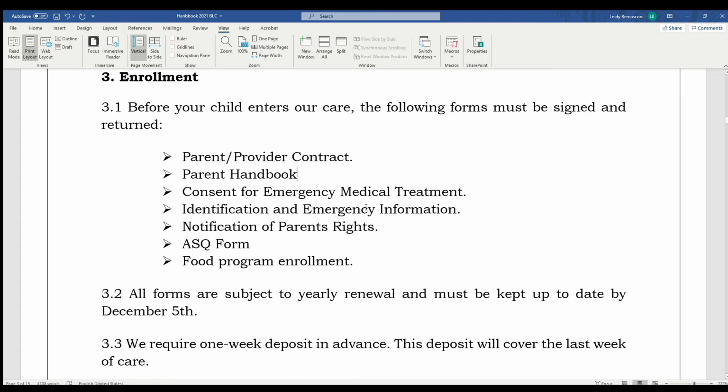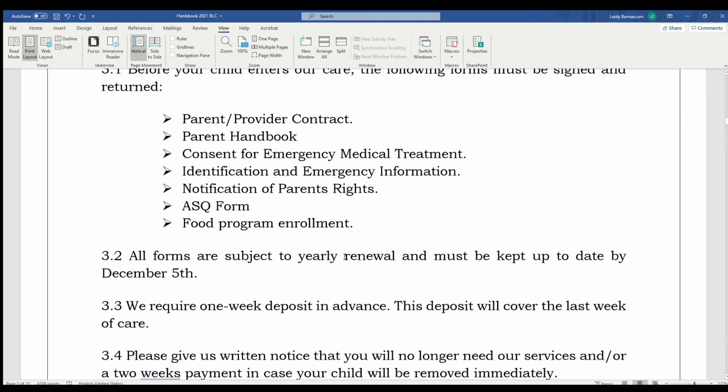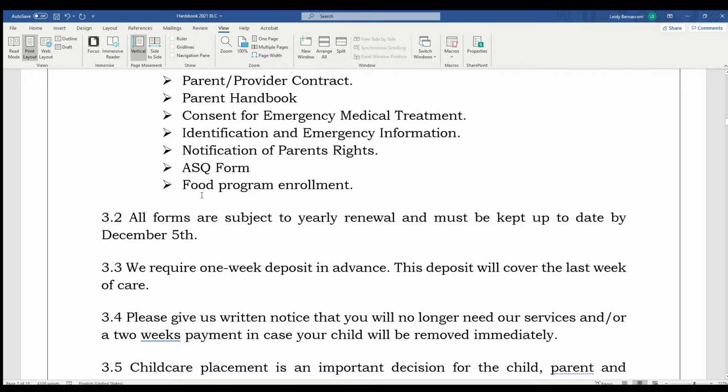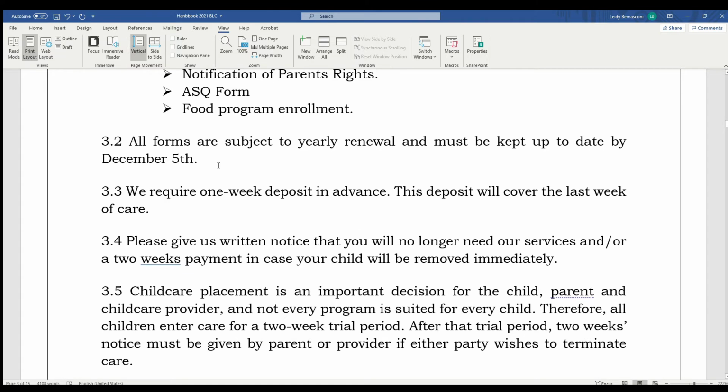Then there are also many LIC forms from licensing, and I always use 4 of them. Same thing with the emergency information and notification of parent rights. I also do an ASAQ form, so that really helps me to learn more about the child. And the last document I have is always the food program enrollment, which is only 1 page for the parent to sign.